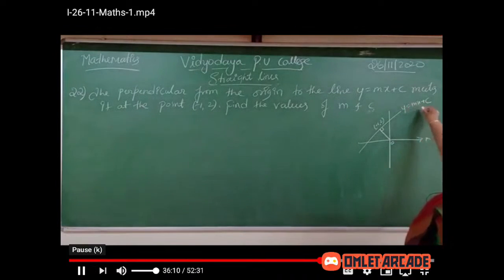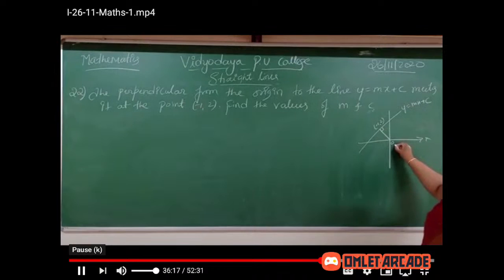Since it is passing through minus 1 comma 2 and this is the origin, can you find the slope of this line, students? Once you get the slope of this line, you can easily find the slope of this line. The slope of this line is nothing but the value of m, isn't it? And once you get the value of m and it is passing through minus 1 comma 2, you can easily find c. This is the order. So first we will find the slope of this line. Okay?